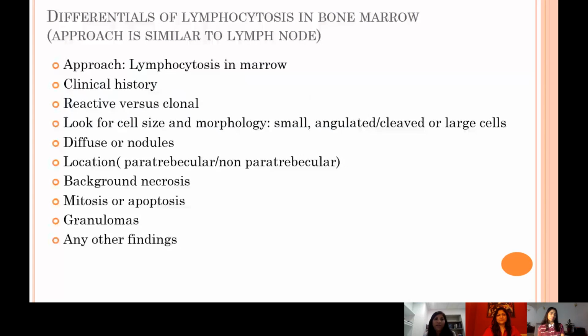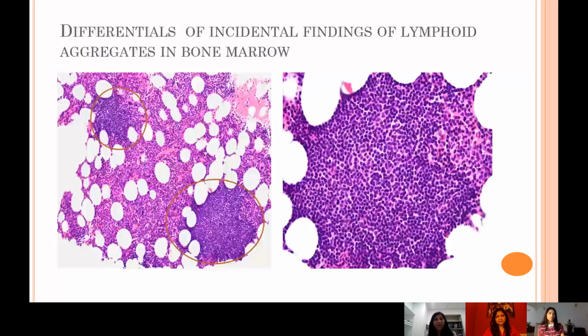The next question is always whether they are reactive or clonal. Then we look at cell size and morphology: whether they are small, angulated, cleaved, or large. Is there any monocytoid appearance? Do they have any amount of cytoplasm? And what's the location: whether they are paratrabecular or non-paratrabecular, and whether they form diffuse sheets, vague nodules, or tight clusters. Then we need to look for any background necrosis, mitosis, apoptosis, granulomas, epithelial clusters, or any other pertinent finding.